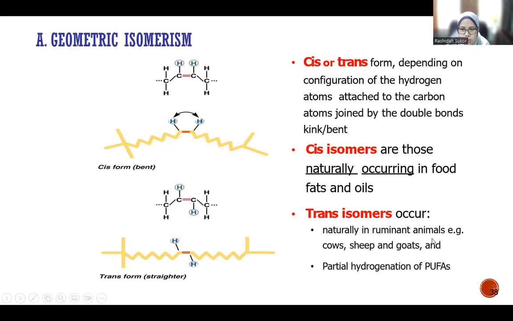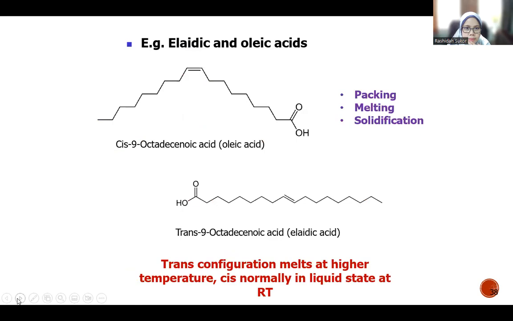Trans also occur in ruminant. Ruminant ni mostly animals lah, animals. Okay. Trans configuration melts at higher temperature. That's the reason why companies, industry, they tukar cis jadi trans. Because if your fat, your product melts at lower temperature, nanti dia tak stable lah your shelf life kan. Your shelf life is not stable.